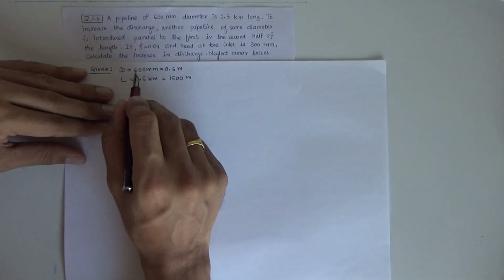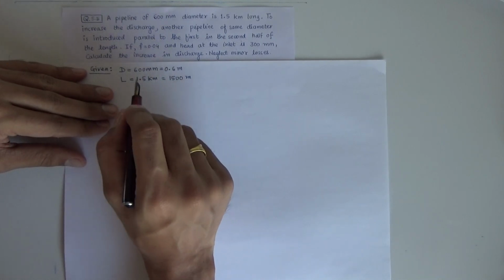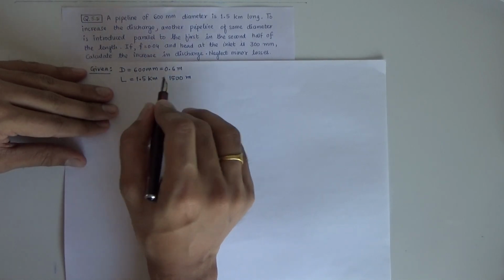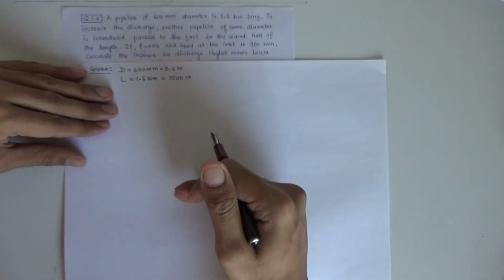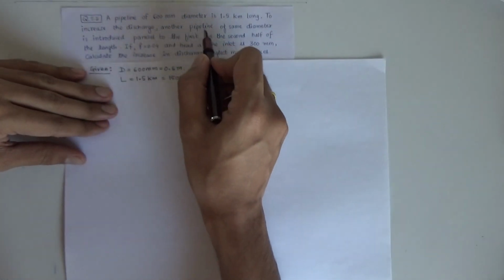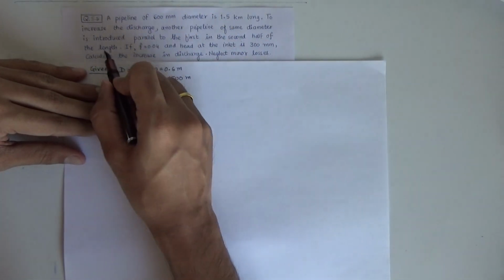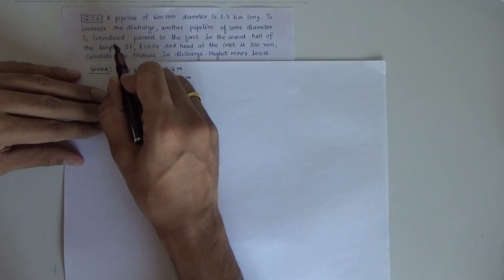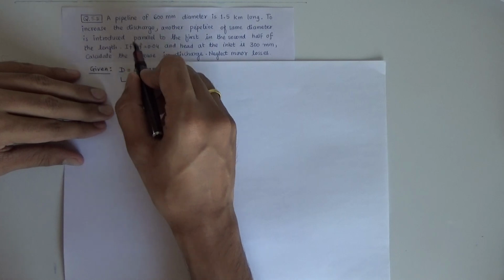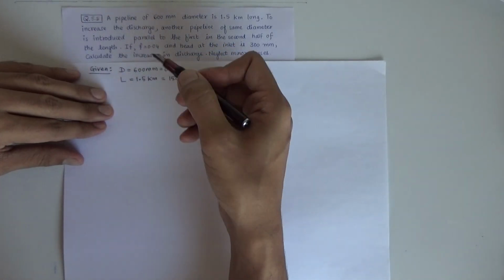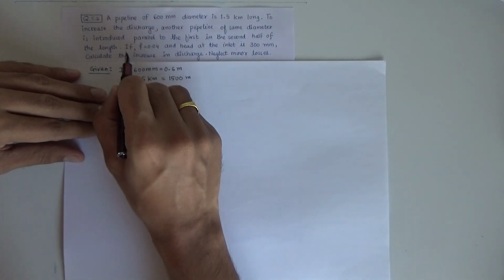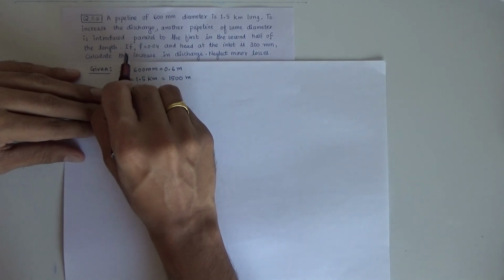To increase the discharge, another pipeline of the same diameter is introduced. Okay, now they are changing the arrangement. To increase the discharge, another pipeline of the same diameter is introduced parallel to the first in the second half of the length. Now whatever this arrangement is, this is modified. Now we'll firstly try to figure out what the original arrangement is, to read the problem completely.